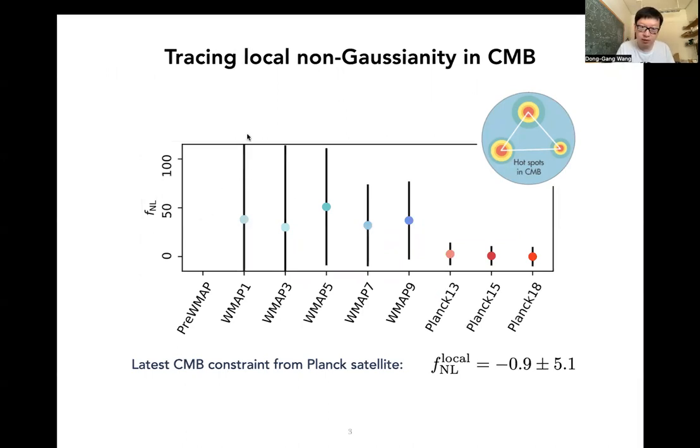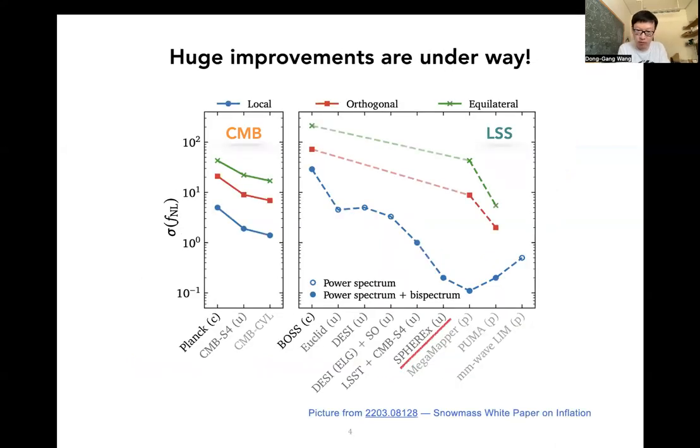Like this is the error bar on f_NL local from WMAP to Planck. And we can see the error bar is becoming smaller and smaller. And now the latest result from Planck is plus minus 5. Then in the next decade, we will have more and more data from the large scale structure surveys, like from Euclid, DESI, LSST, SPHEREx, and so on. There will be much tighter constraints on this local f_NL parameter.